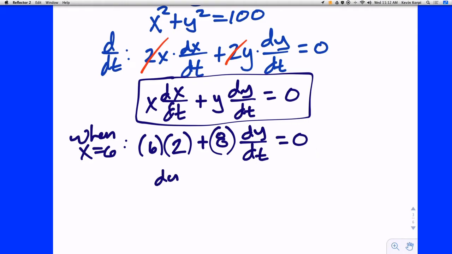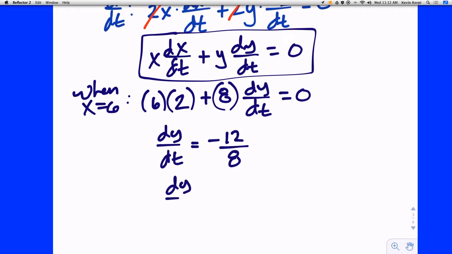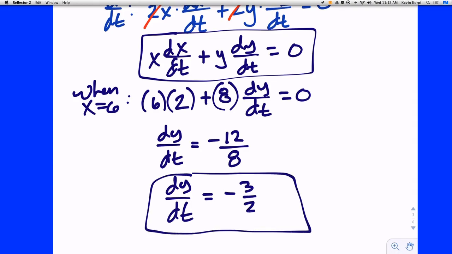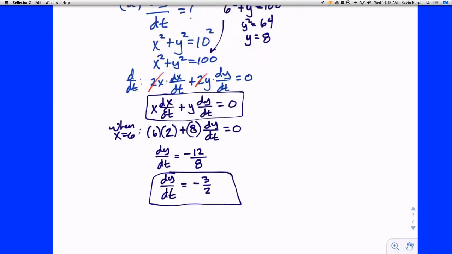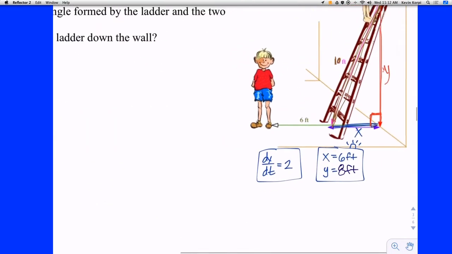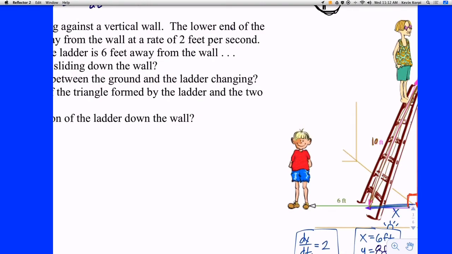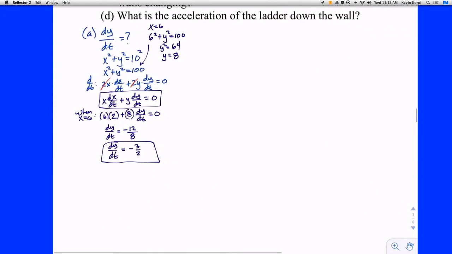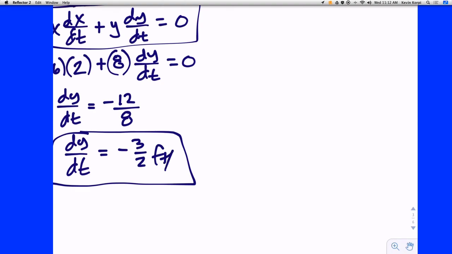You get dy/dt equals, if you go 6 times 2 is 12, subtract it, it becomes negative 12 on the other side. Divide through by 8. We get that, and then I'll simplify, and I get dy/dt equals negative 3 halves. And because it's my final numeric answer, I'm going to go ahead and put units on it. We are talking about feet, and time is in seconds. So feet in seconds. So that would be negative 3 halves feet per second.